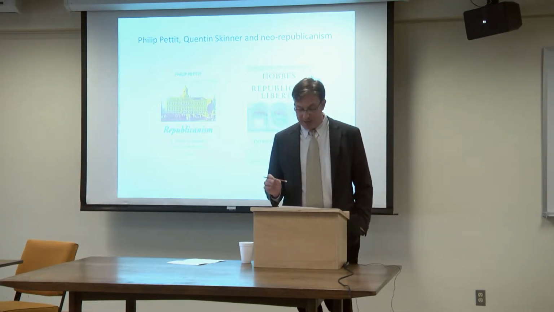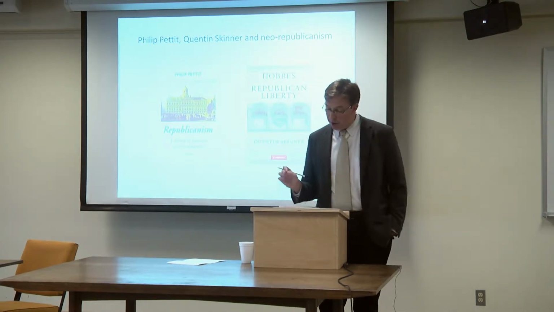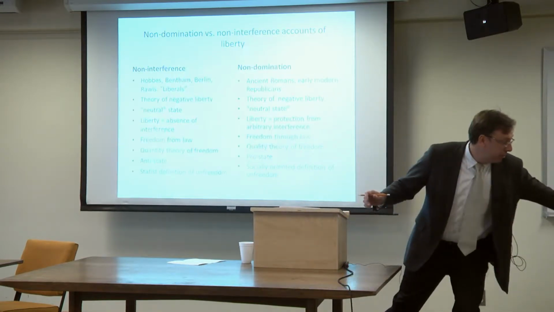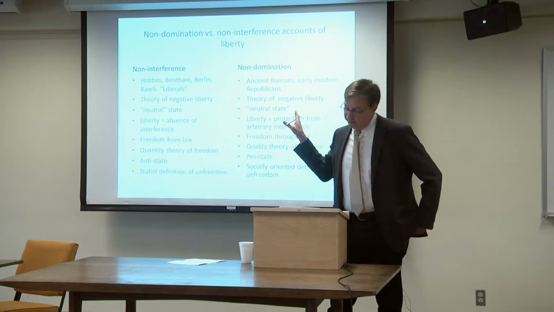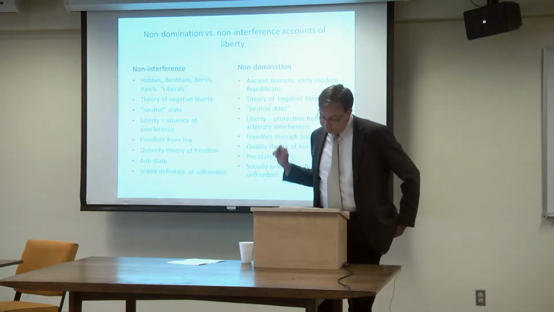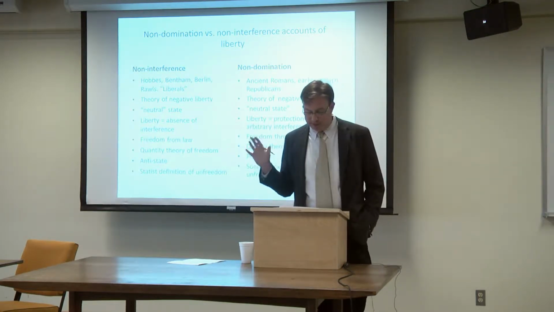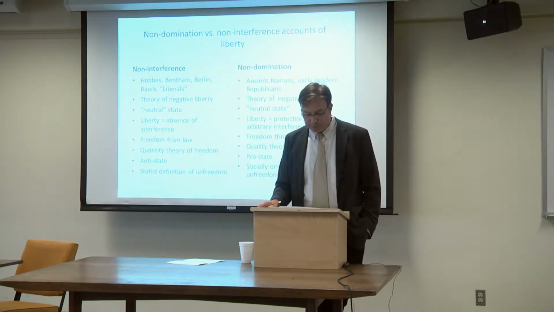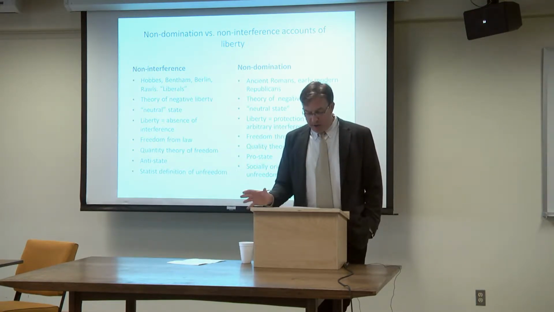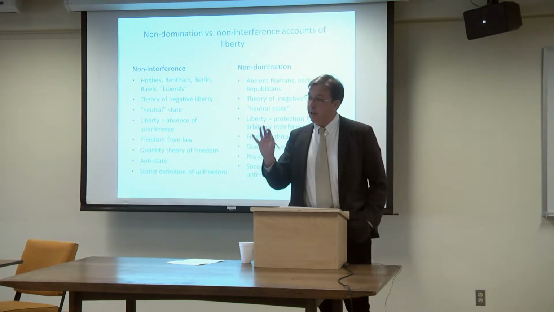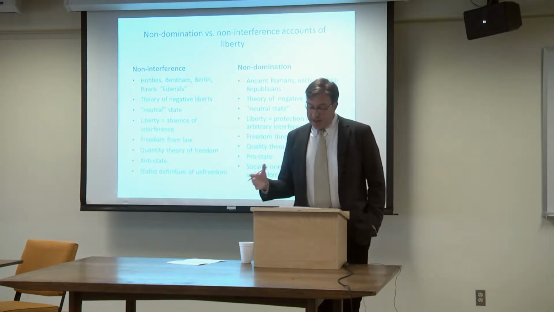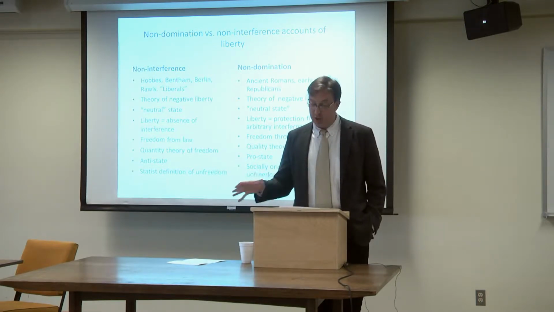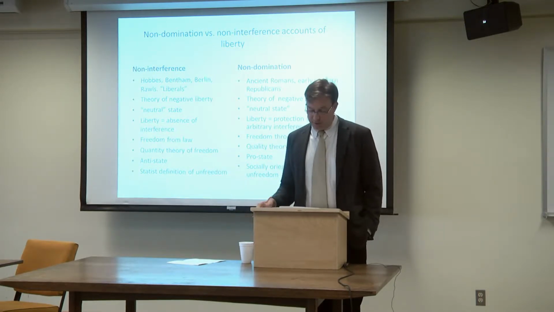Pettit contrasts this non-domination liberty with liberal non-interference liberty. That's their main foil. And I'm going to put up a few bullet points as I talk this through, because it can get rather complicated, so you can see the contrast on the page here. Pettit writes that non-interference liberty, a kind of negative liberty, would say that to be free from interference, quote, is simply to lack interference as such, that is, to enjoy the absence of interference.